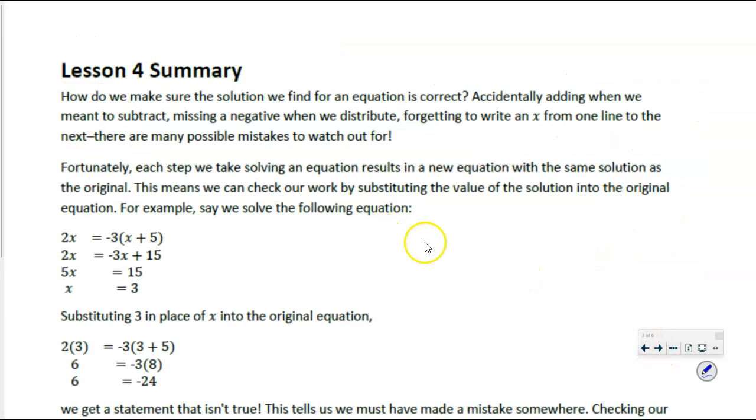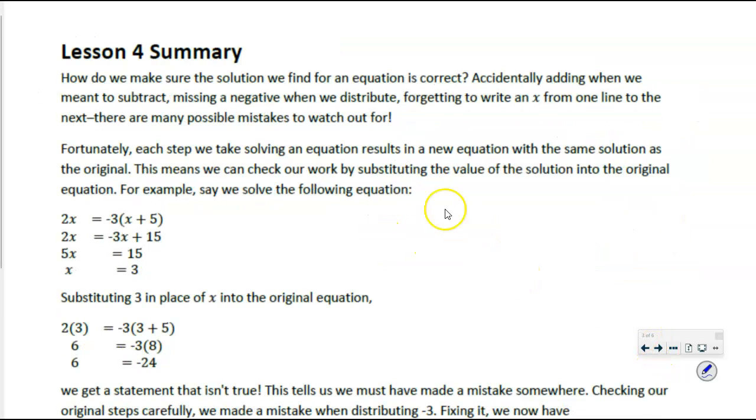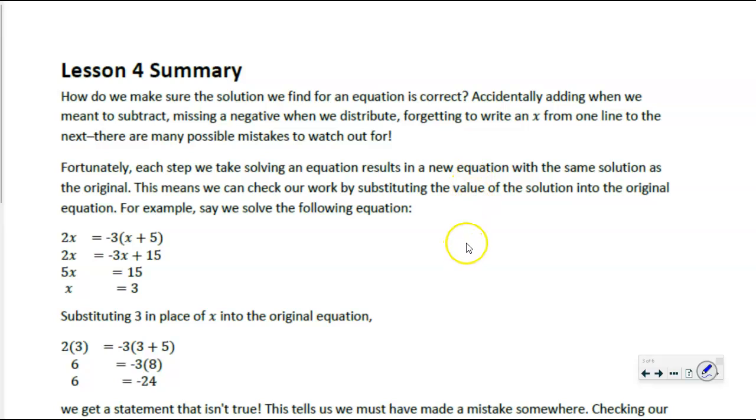We have made it to the end of the lesson, so here is our Lesson 4 summary. The Lesson 4 summary talks about the potential for making mistakes when we're solving equations. We saw when Mai and Noah made a mistake, so we want to be able to check our answers. And the good news is anytime we take a step, the resulting equation is going to be equivalent to the original. So when I have solved this equation, 2x is equal to -3 times x plus 5, I've taken all these steps and I end up with x is equal to 3.